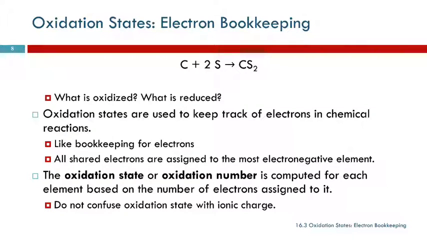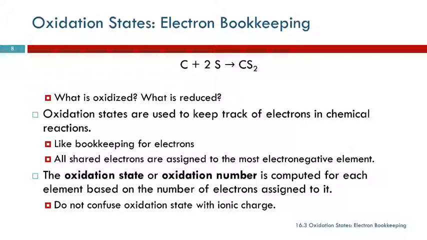Well, if we look at a chemical reaction like this, carbon reacting with sulfur to form carbon disulfide, what's being oxidized? What's being reduced? What we've talked about so far doesn't help us with this one. We can't see any ions. This is a molecular compound. There's no ions involved. There's no oxygen, so we can't look at what's gaining or losing oxygen. We need something else to help us understand what's being oxidized and what's being reduced. That something else is oxidation states.